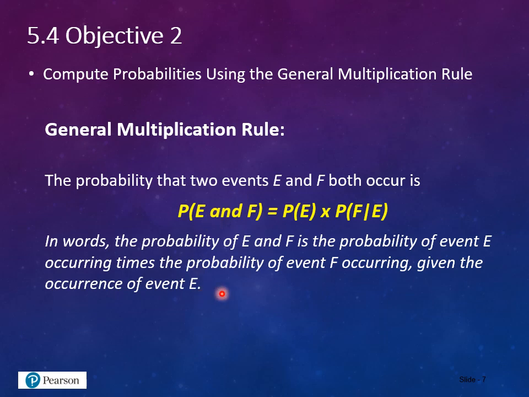In words, the probability of E and F is the probability of event E occurring times the probability of event F occurring given the occurrence of event E, okay? And we know how to do this, right? The numerator is the combined outcomes and the denominator is the second outcome. All right.